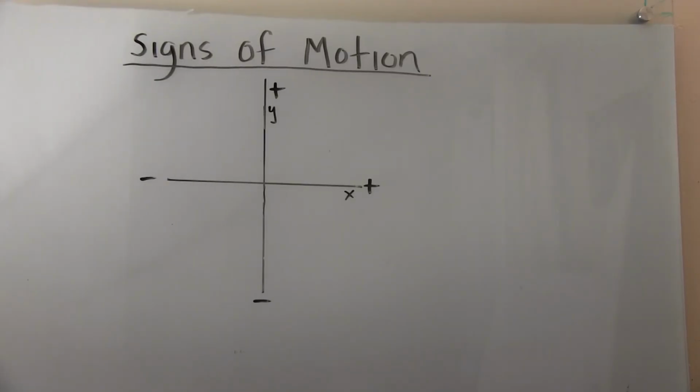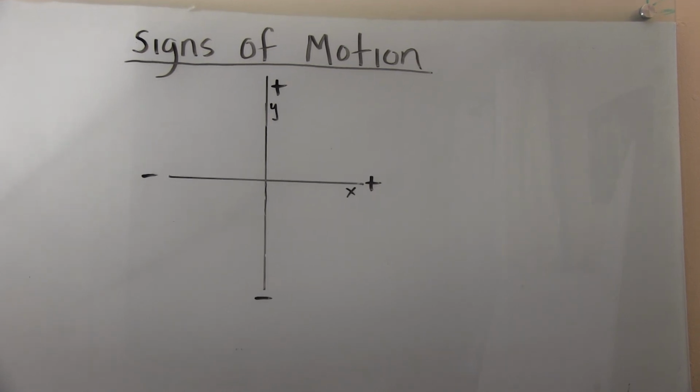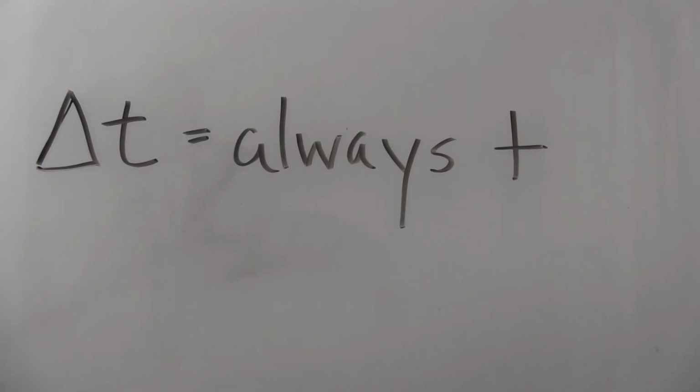It is customary to use the upward direction on the y-axis as the positive direction and the rightward direction on the x-axis as the positive direction. However, in most problems, the direction of the coordinate axis is yours to choose. Once you've made your choice, you must take it into account when interpreting the signs of the velocity and other quantities. It is important to note that the time interval, delta t, is always positive.